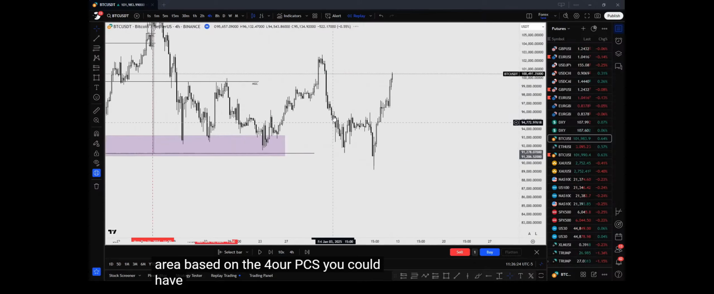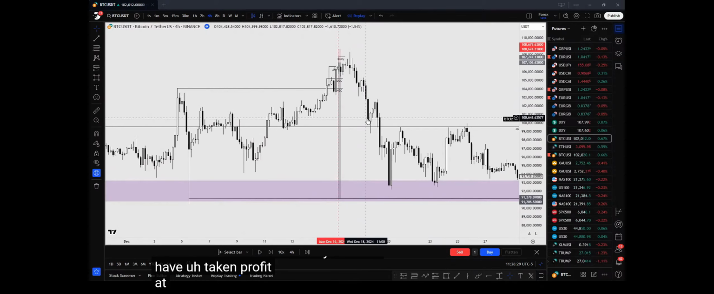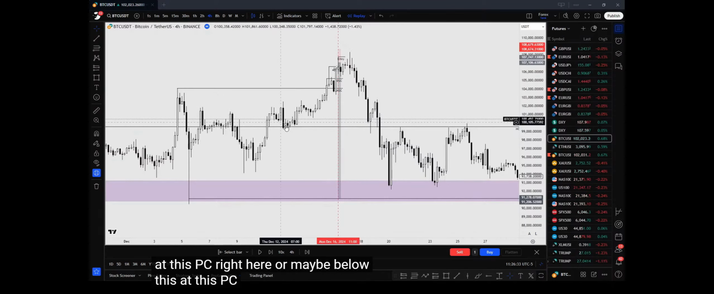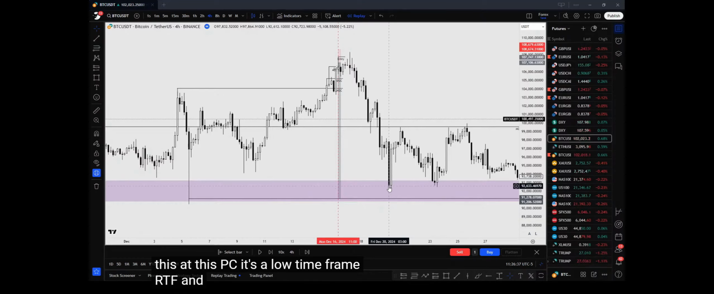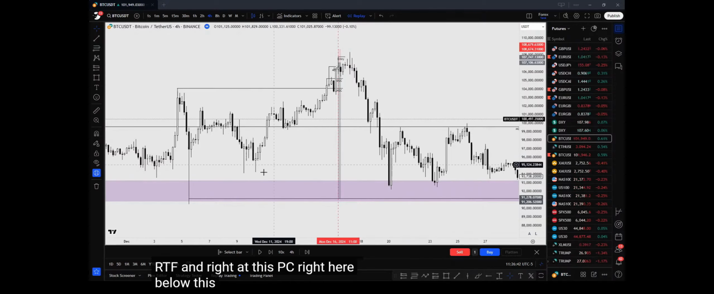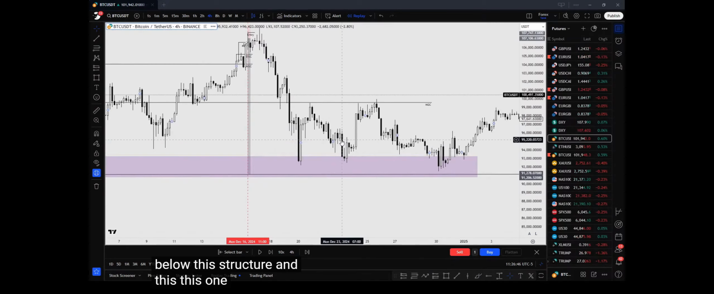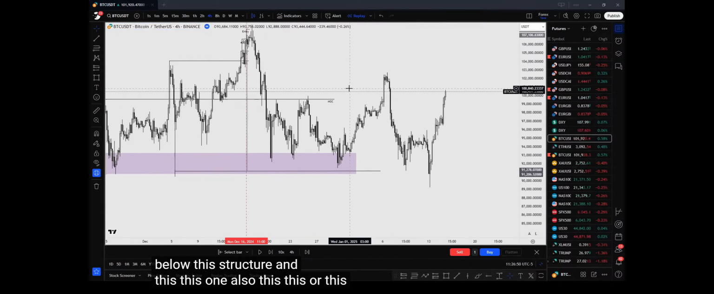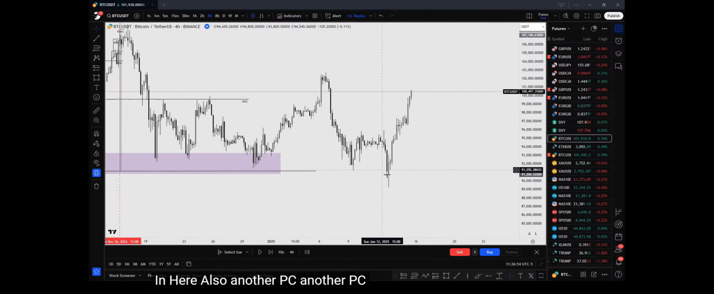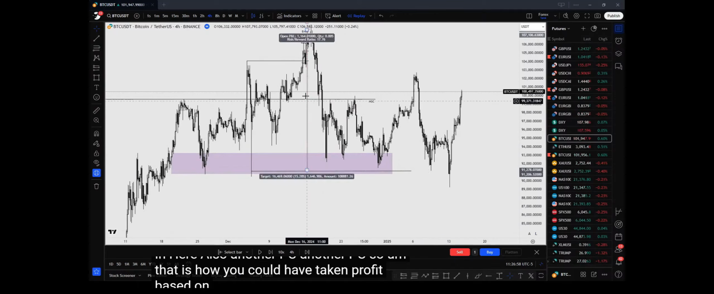Based on the 4-hour PCs, you could have taken profit at this PC right here, or maybe below this at this PC. It's a low time frame RTF, and right at this PC right here, below this structure, and this one also, this, or this. In here also another PC. So that is how you could have taken profit based on the candles.